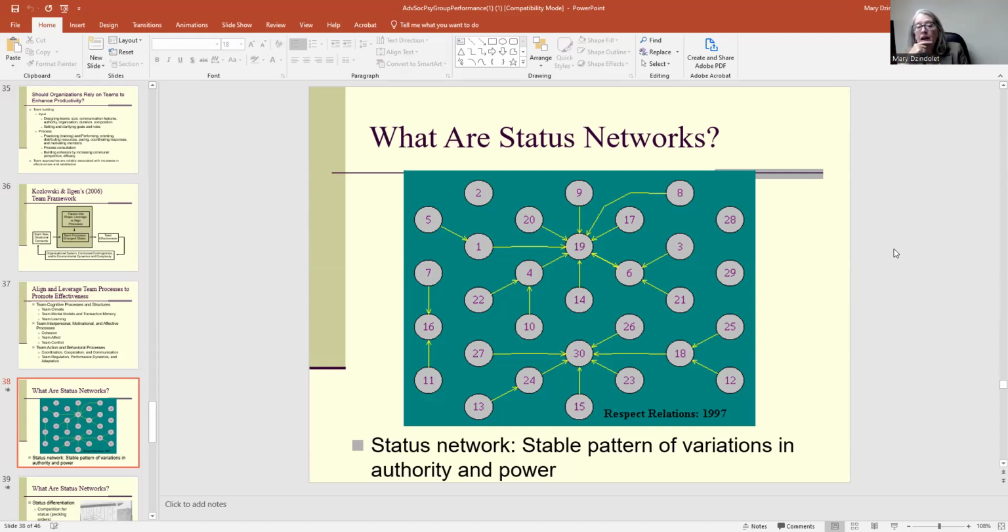And once you know this now, if you want to push through an idea you have, you know that you need to convince person number 19 and person number 30 that your idea is a good idea. And if they get on board and they like your idea, they're probably going to be able to convince the rest of the group that you have a good idea. Not so much the 7, 16, and 11, but look at all of the other people, not 28 or 29 either. But you're going to get almost everyone else in the group, in the team, if you can get 19 and 30 on board. So this is a status network.